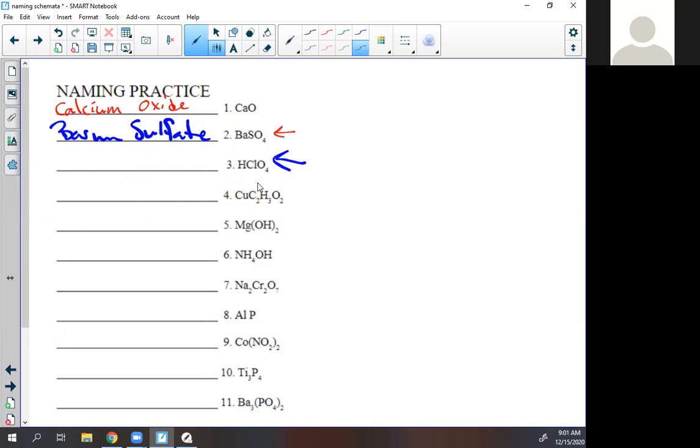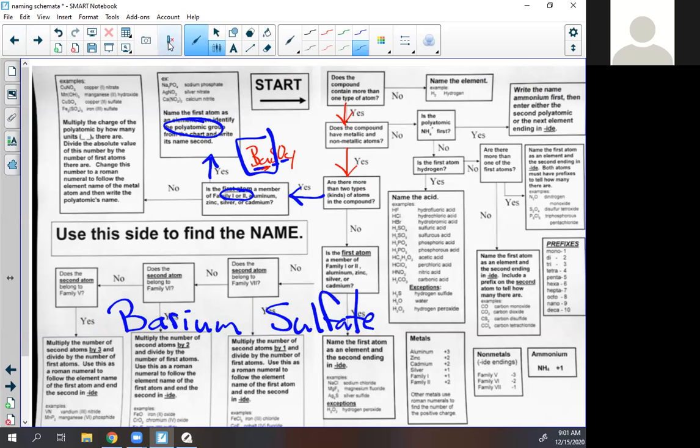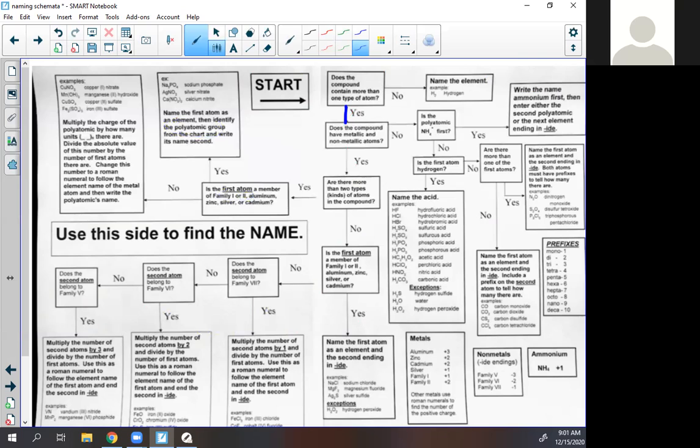Okay, here we go. HClO4. First off, let's look. Is hydrogen a metal? No. Okay, so remember that. It is not a metal. So here we go. It definitely has more than one. But here, does it have metal and non-metal? No. Does it start with NH4? No. Is the first atom a hydrogen? Yes. Name the acid. So we're looking for HClO4 right here. Yep, perchloric acid.